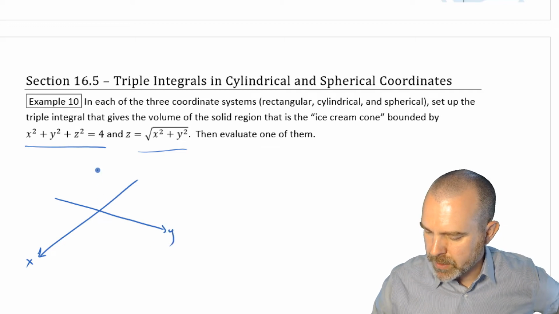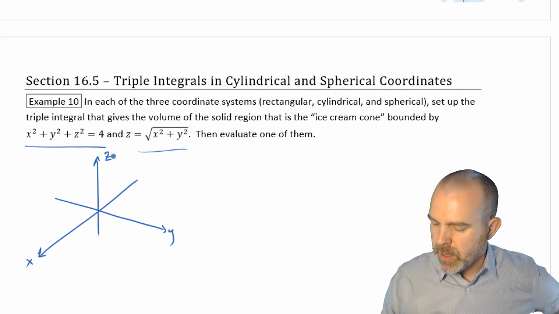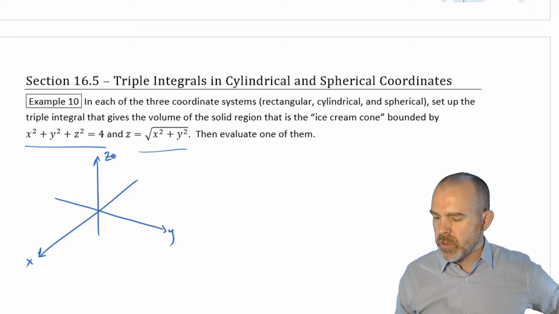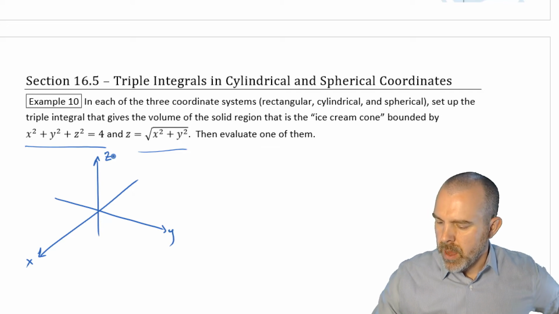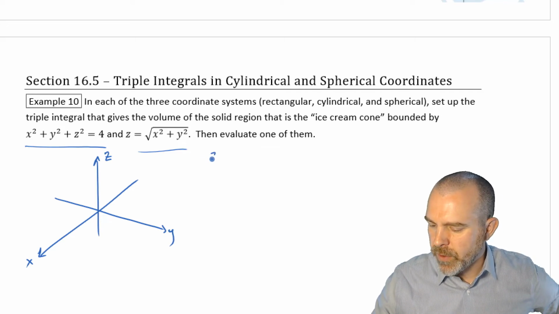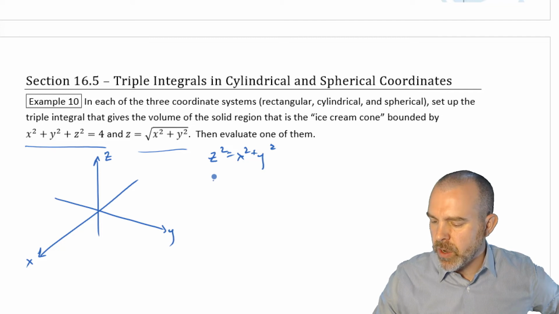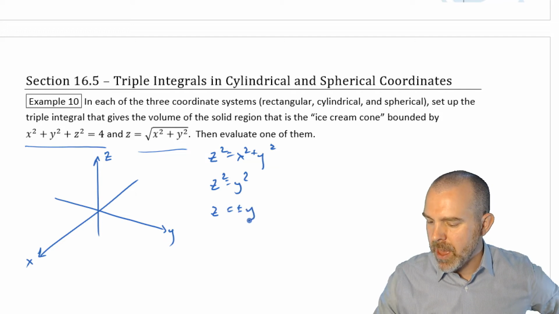Should have had Maple up for this. That would be useful, but that's okay. Sphere, radius 2, cone, z equals square root of x squared plus y squared. See, that one looks like if you square both sides, z squared equals x squared plus y squared. And if you set, say, x equal to 0, you get z squared equals y squared. So z is plus or minus y.